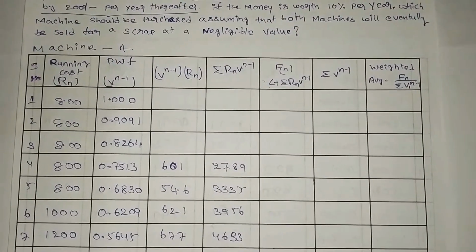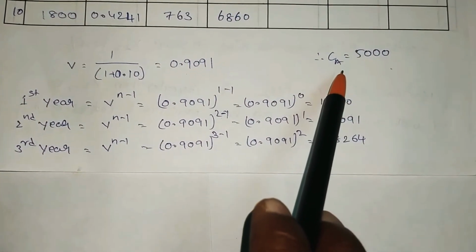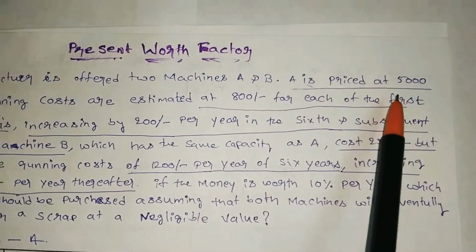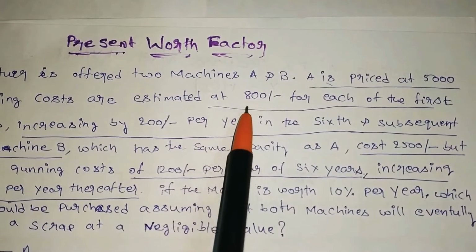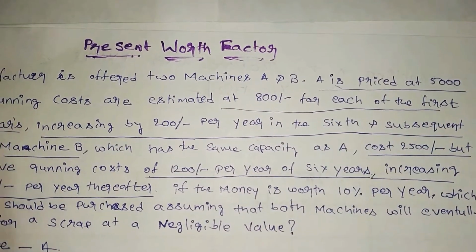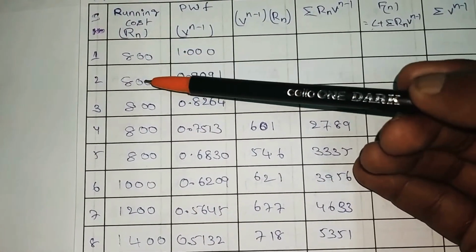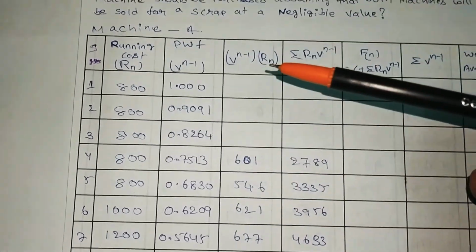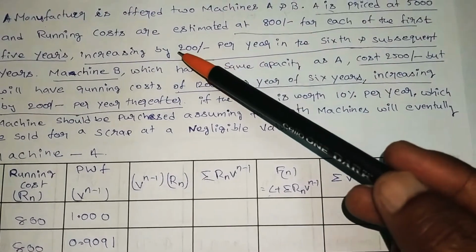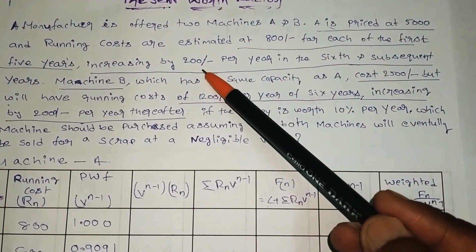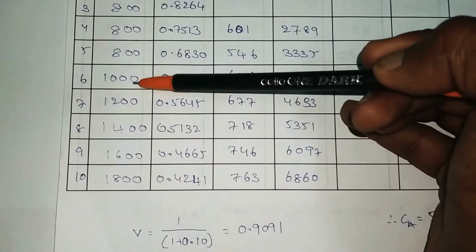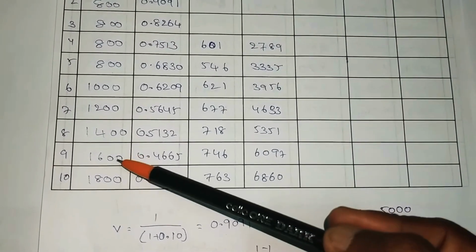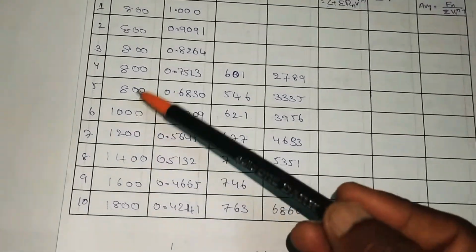Now we are going to discuss machine A. Machine A price is 5,000 and running cost is 800 for the first 5 years. Year 1, 2, 3, 4, 5, each one having 800 for running cost. For the sixth year, increase by 200, that means 800 plus 200, 1,000 for the sixth year. Seventh year add 200. Eighth year add 200. Ninth year add 200. 10th year add 200. This is the running cost.